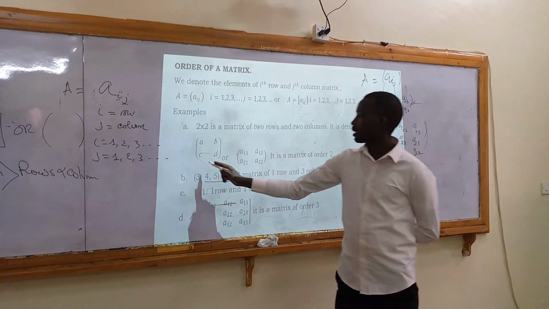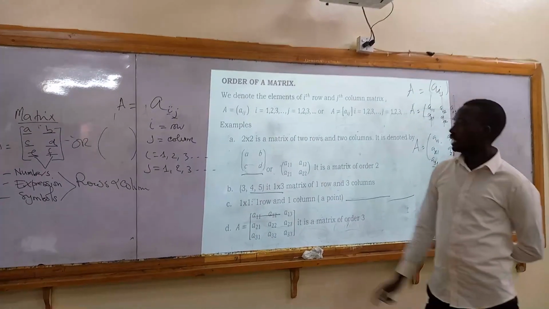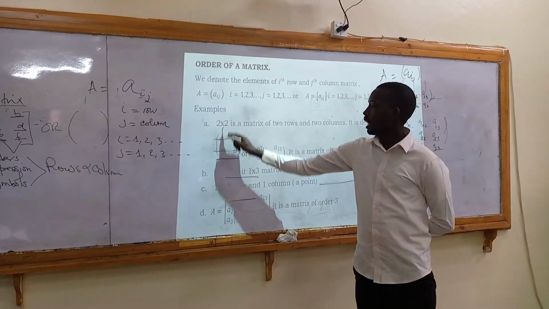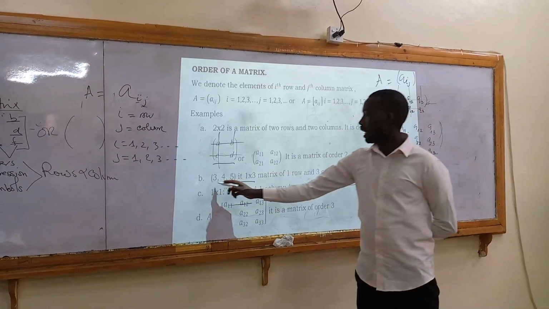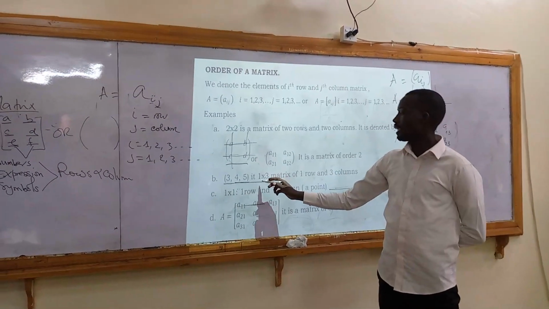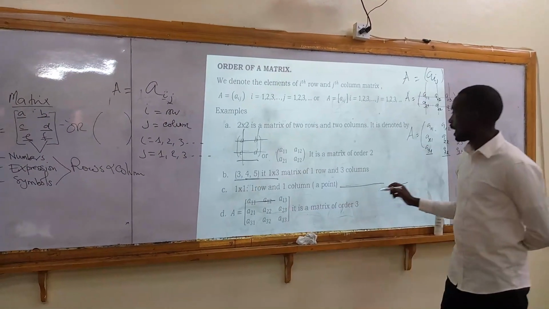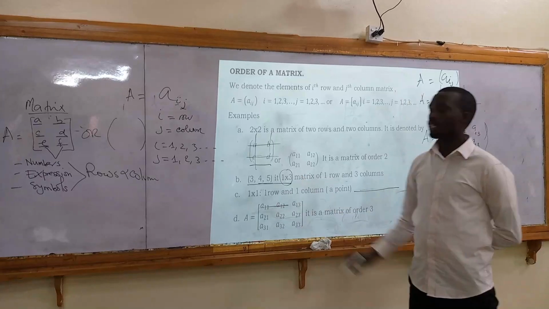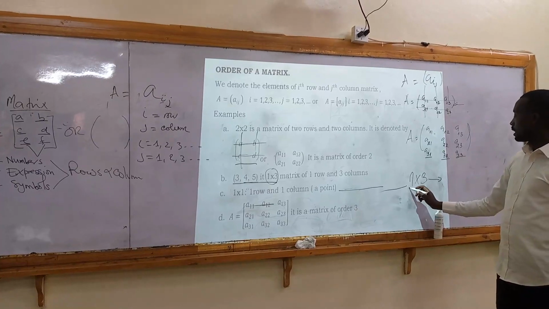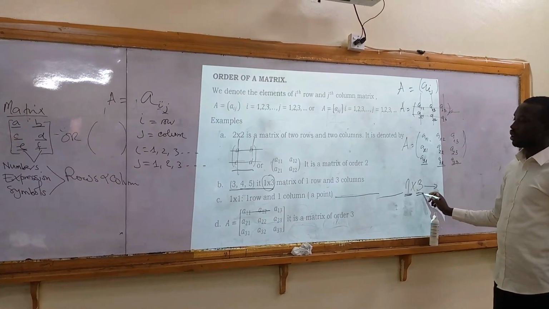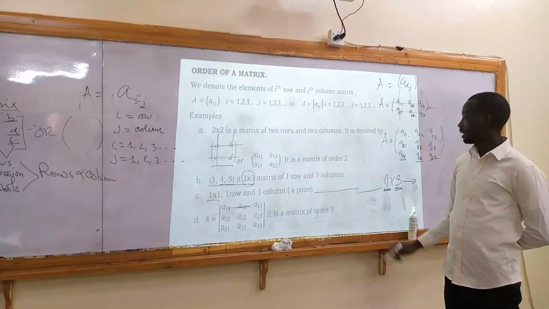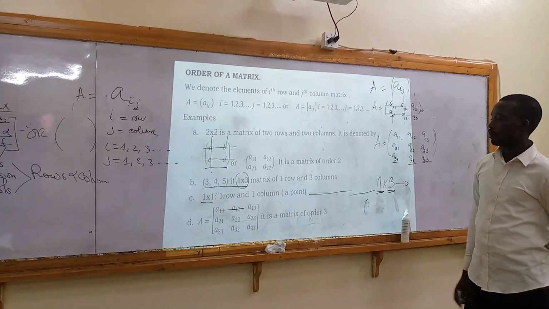For example, this is a matrix of order 2. It has 2 rows and 2 columns. Here is another type of matrix. It has only 1 row and 3 columns, that's why we call it a 1 by 3 matrix. 1 by 3 means that it has 1 row and 3 columns. There is also 1 by 1, which is a point because it has only 1 row and 1 column.